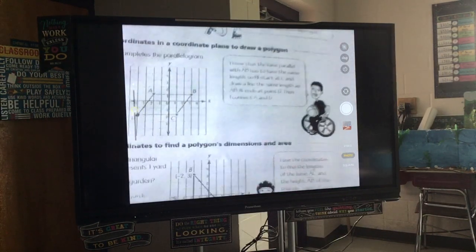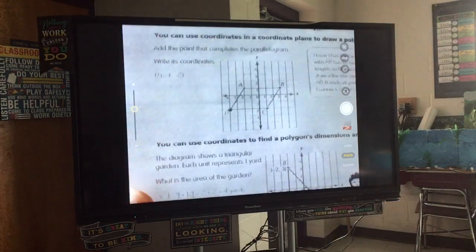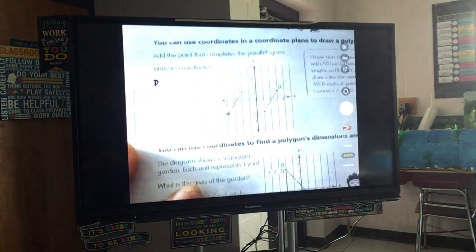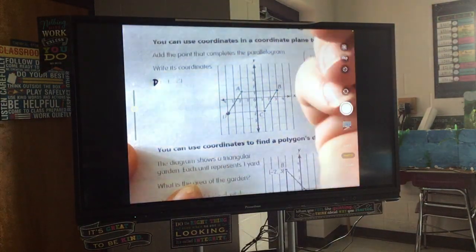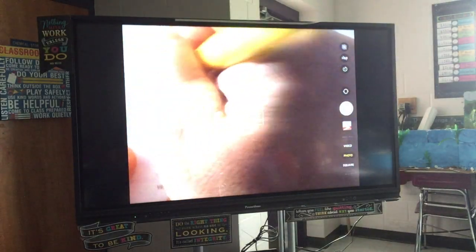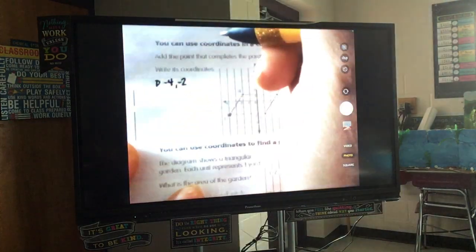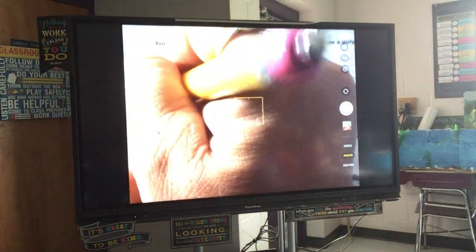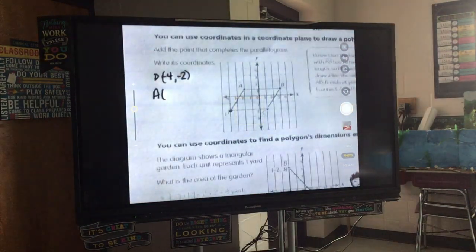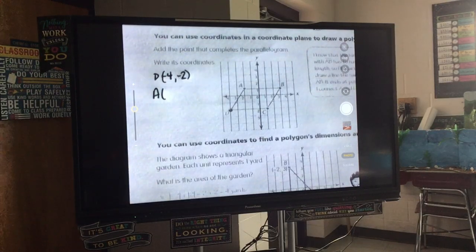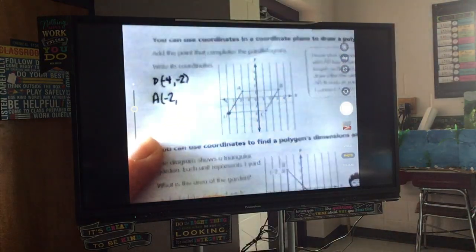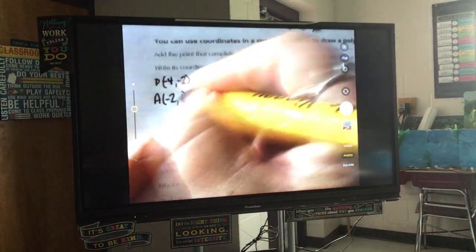All right, so this says write the coordinates for each point. And they started with D. So D is -4, -2. Rewrite that because you can't really tell. All right, what about A? What's the points for A? Elizabeth? -2 and 1. Yep. What's the points for B?